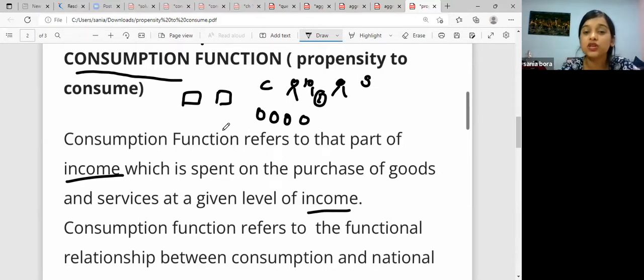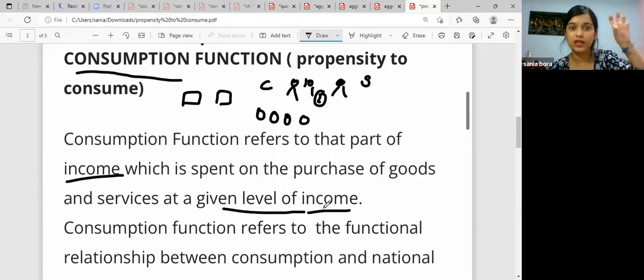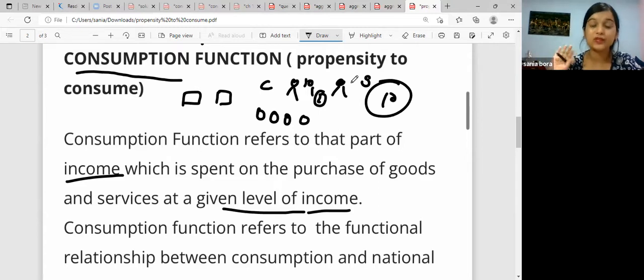So consumption function refers to that part of income which I am going to spend on the purchase of goods and services at a given level of income. For example, I give you 10 rupees and tell you to go shopping. You will purchase only the product you are fond of and not the product you don't like. That refers to your function, how you are functioning there, how you are consuming something with intention. Clear?